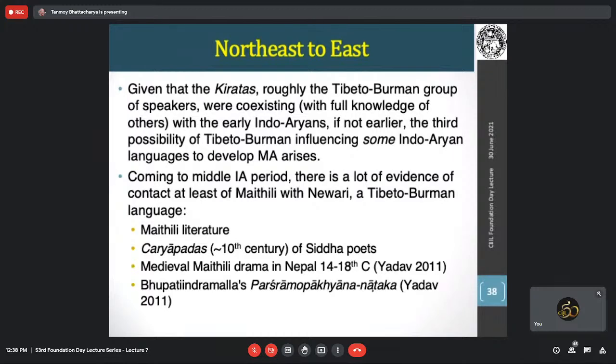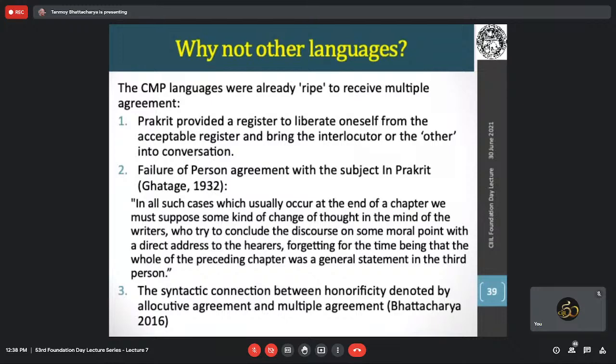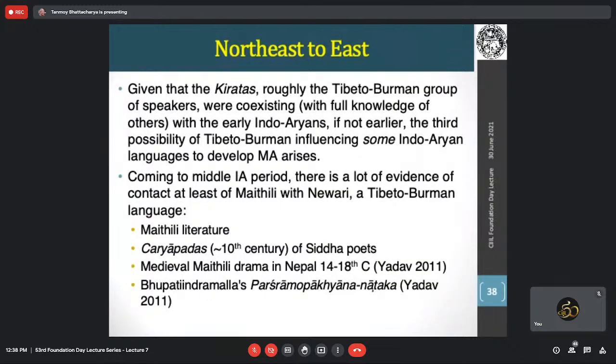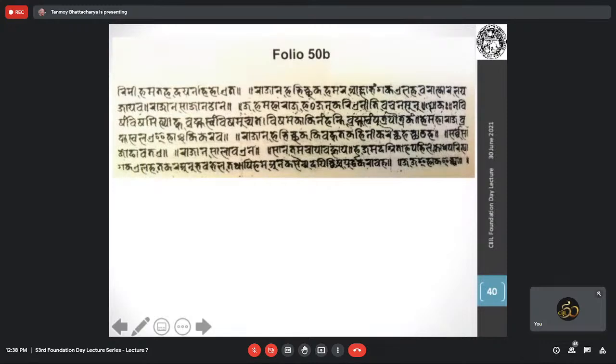Here is the book. And what I'm going to show you now, this drama is of course much later, but this is consistent with the other inscriptions that have been found. I have not had the time to look at those, but wait a minute. Yeah, so let's look at some of these. And here you see a folio from Yadavji's book.